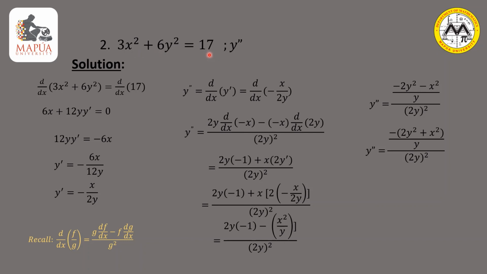So we can equate now that expression to 17 divided by 3, so that from here we will have y double prime equal now to negative 17 over 3 divided by y times the square of y times 2, or we have y double prime equal to negative 17 divided by 12y cubed.